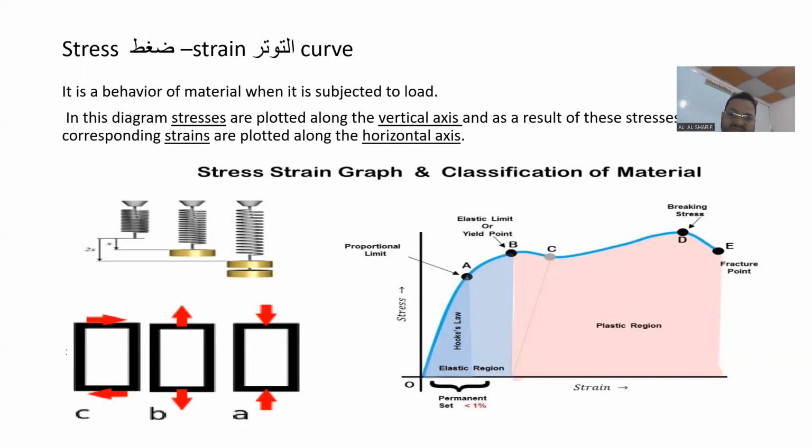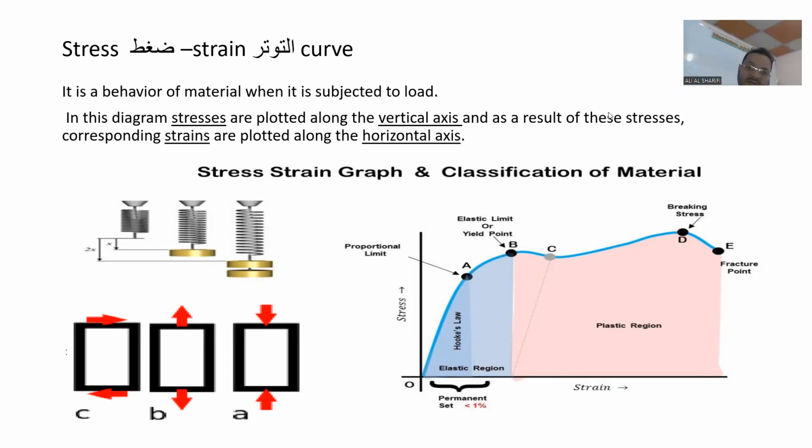In this diagram, stresses are plotted along the vertical axis, and as a result of these stresses, corresponding strains are plotted along the horizontal axis. Stress is when we act with a weight; strain is the change resulting from the weight on this bar material.